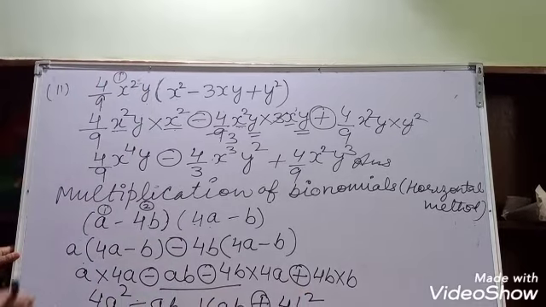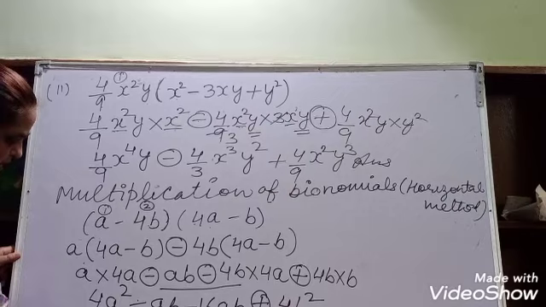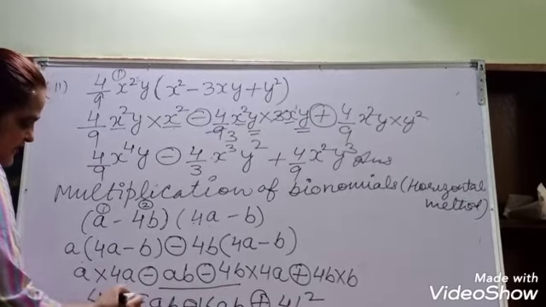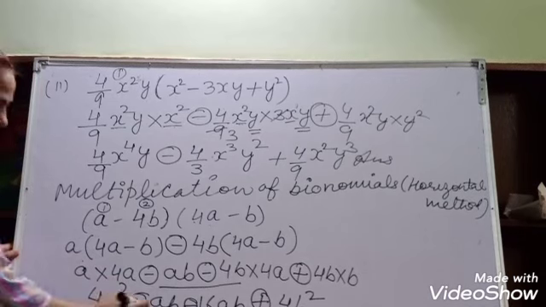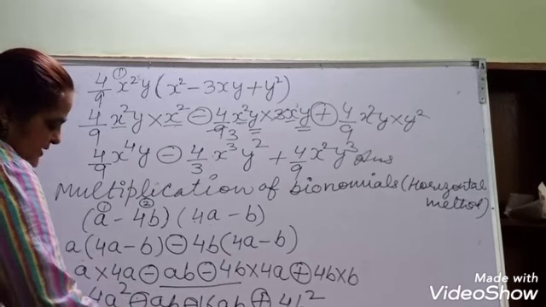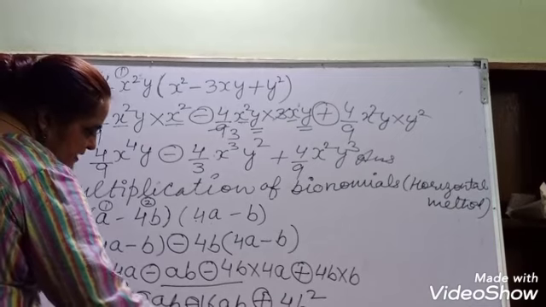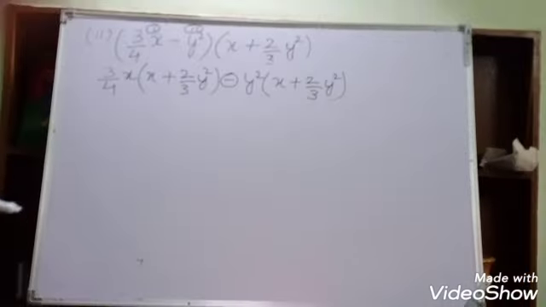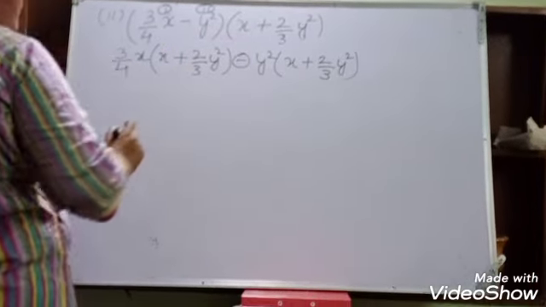Now these are the like terms. 4a square, now minus ab minus 16ab. Even the signs are same. It means we are going to add up the numbers. So it will become minus 17ab plus 4b square. So this is the answer. Let us do one more example on multiplication of binomials.